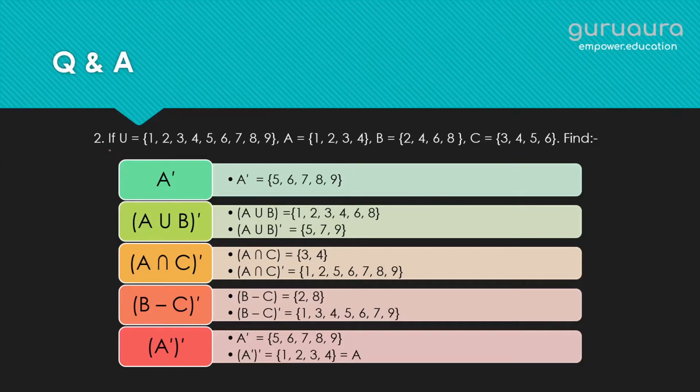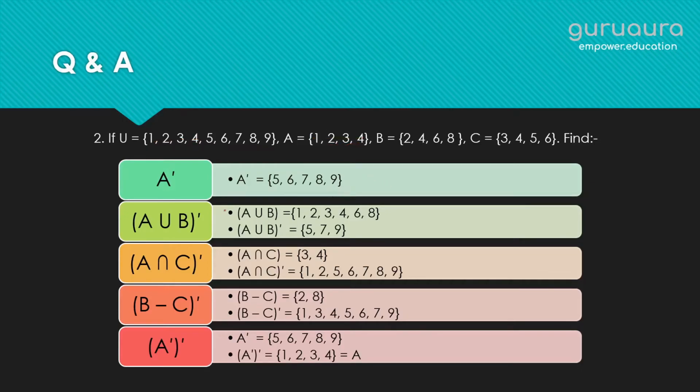So let's see what is A complement. The set A complement will contain all those elements which are present in the universal set but not in the set A. That is, we need to do U minus A. As 1, 2, 3, 4 are present in set A, we won't consider 1, 2, 3, 4 here. Our A complement will contain the elements 5, 6, 7, 8 and 9.